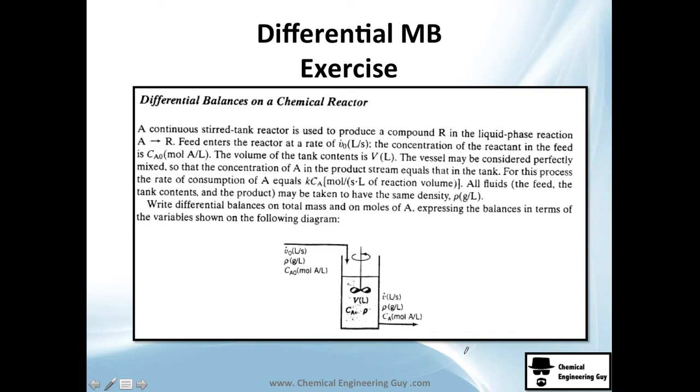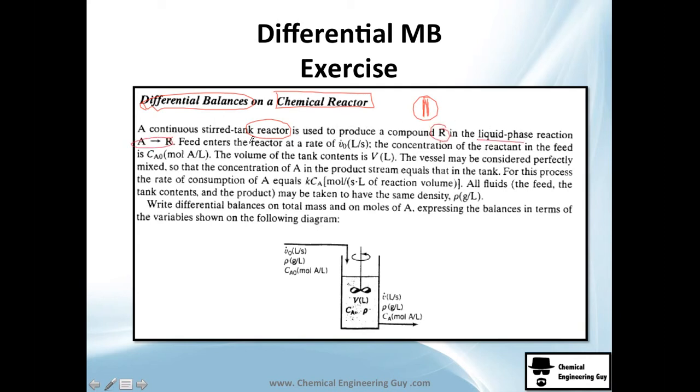I have an example so you can practice the methodology. Click pause so you can read, and then I will read it for you. So we're going to talk about the differential balance on a chemical reactor here. We're going to speak about a continuous stirred tank reactor. Well, it's a tank or a reactor. We're going to produce R, liquid phase.